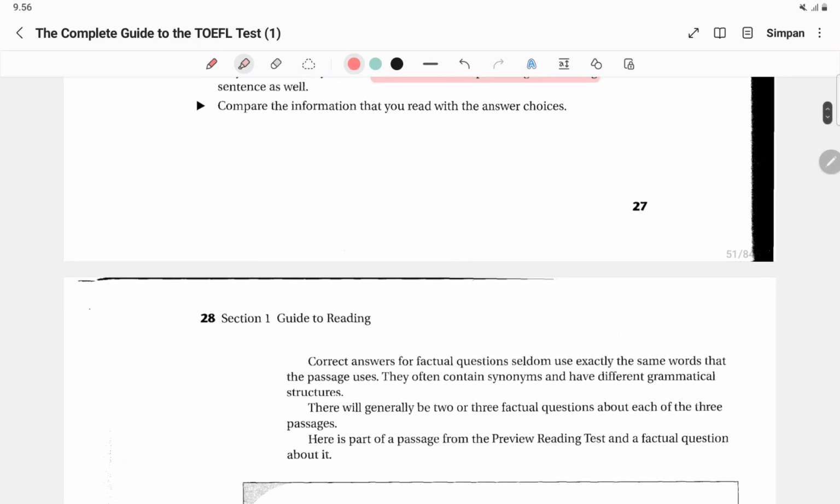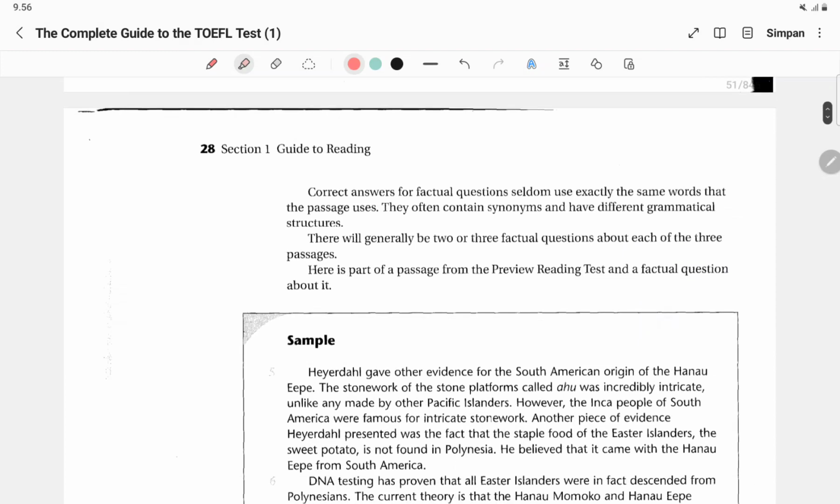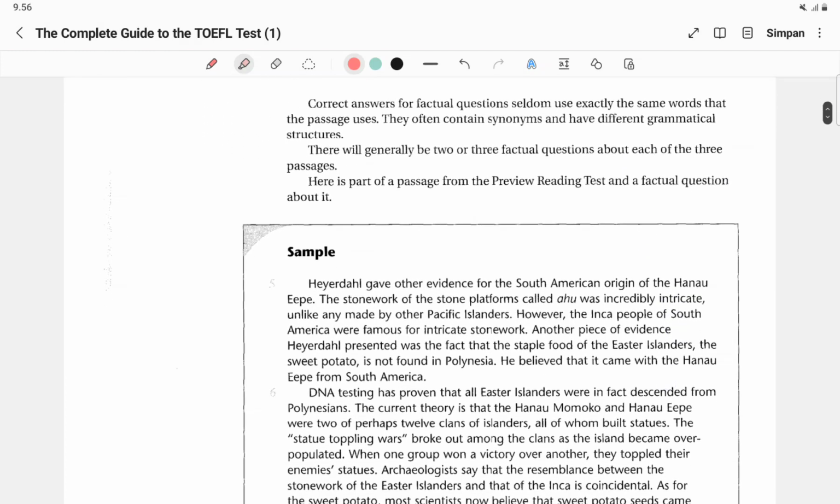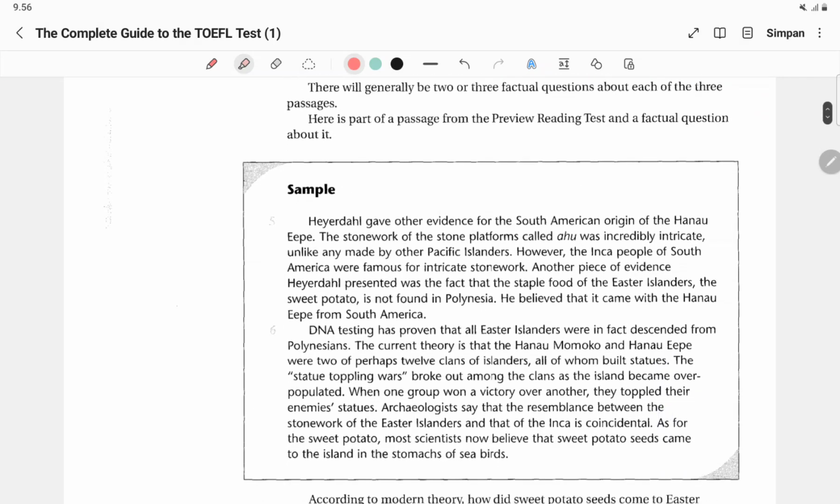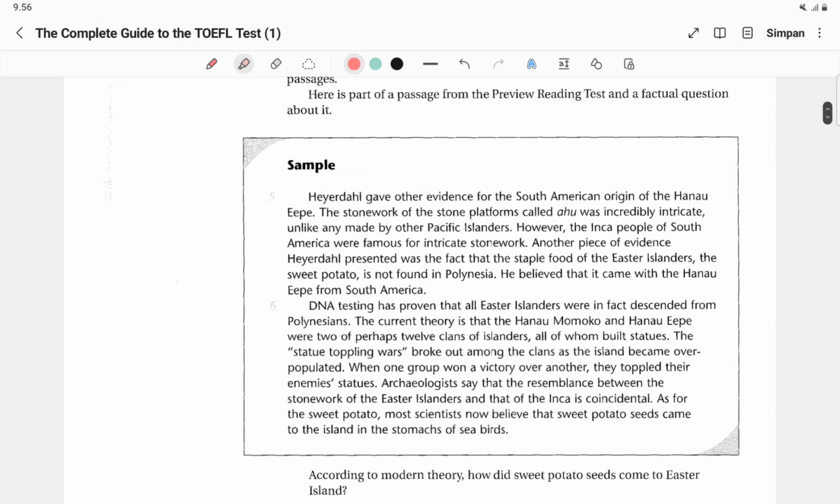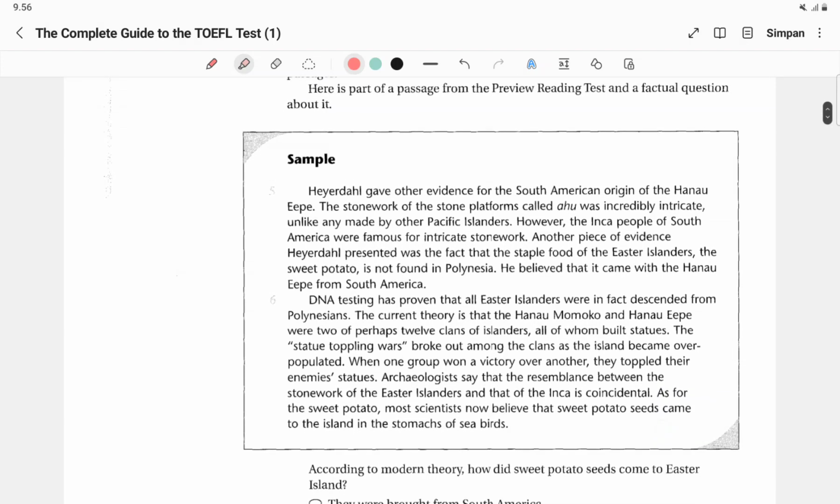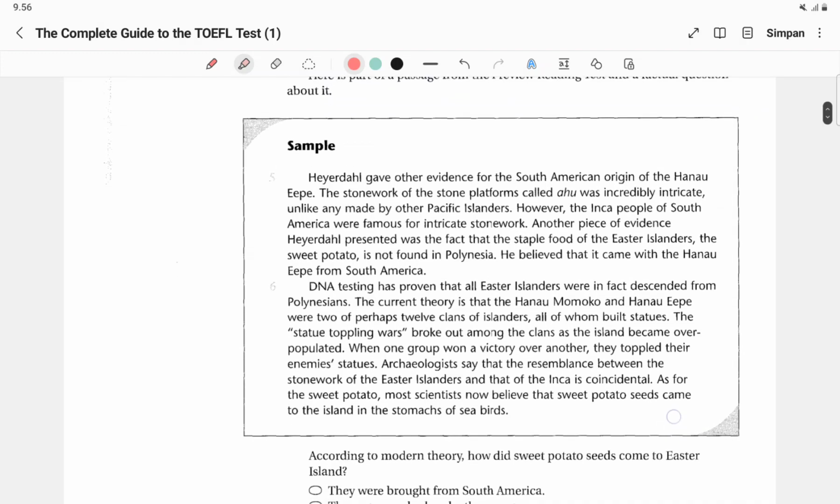Compare the information that you read with the answer choices. Correct answers for factual questions seldom use exactly the same words that the passage uses. They often contain synonyms and have different grammatical structures. There will generally be 2 or 3 factual questions about each of the 3 passages. Here is part of a passage from the preview reading test and a factual question about it.